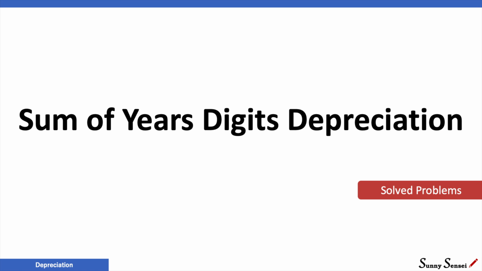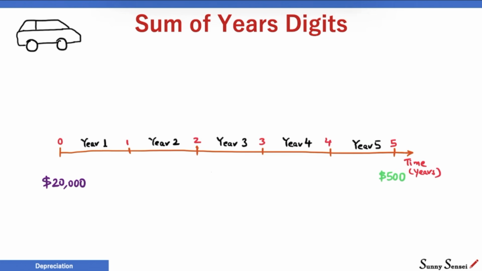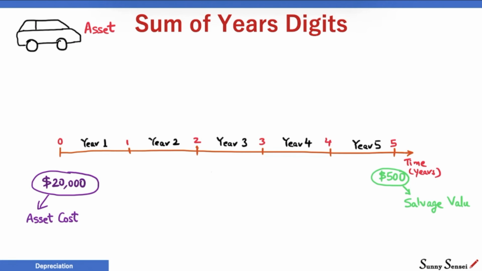In this lesson, we will talk about sum of years digits method of depreciation. We also have solved problems at the end of the lesson. Let's get started. You bought an asset, a car, for $20,000. The car will be in use for 5 years and has a salvage value of $500.